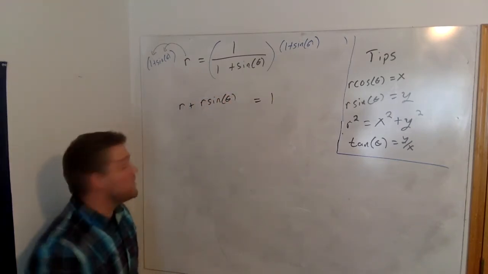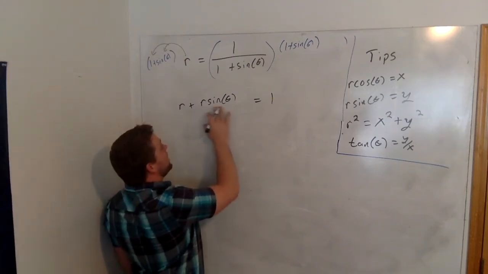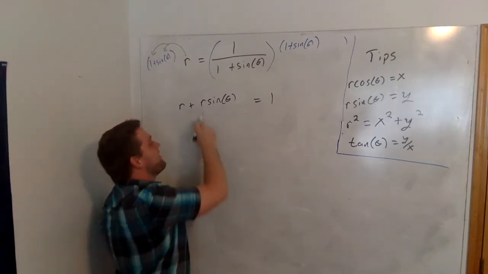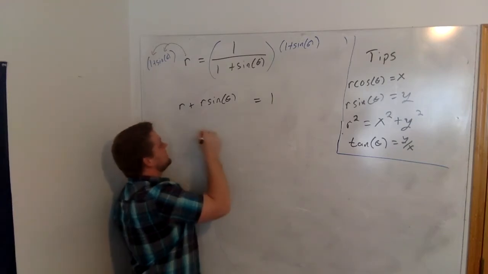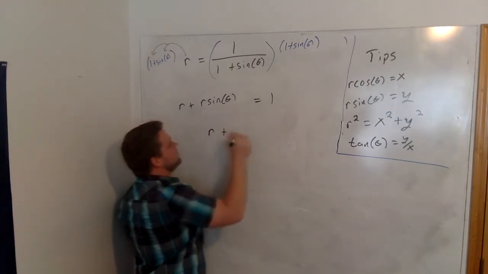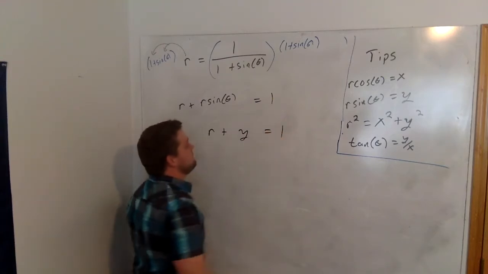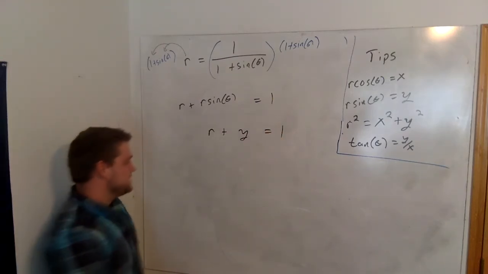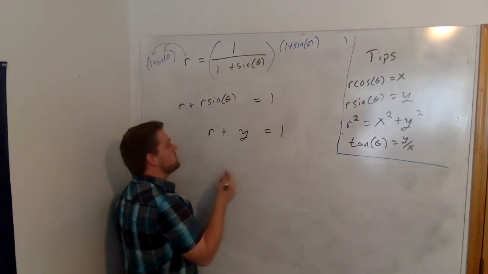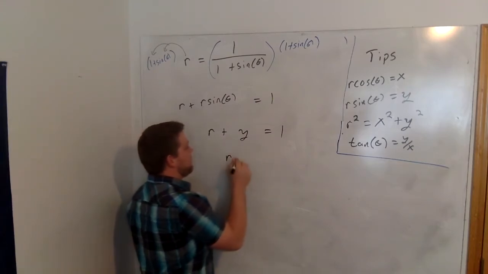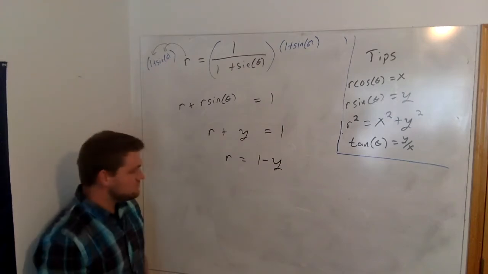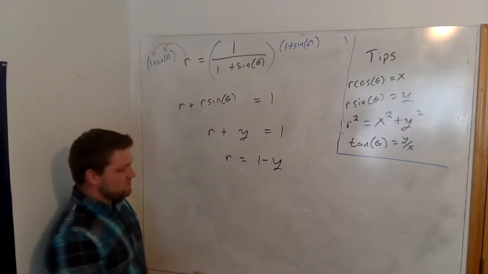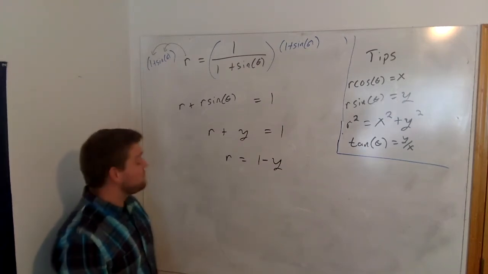And what's exciting about this is that we can take r times sine of theta and turn that into a y. So this is the same thing as r plus y is equal to 1. Okay, let's go ahead and solve for r here because we need to figure out how to get rid of that. So we have r is going to be equal to 1 minus y. This is a situation where it's not going to be nice for us to multiply both sides by r.